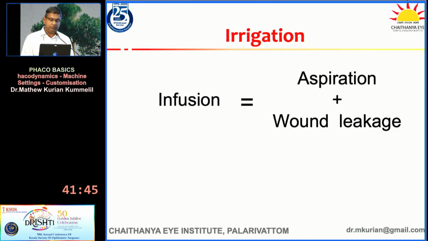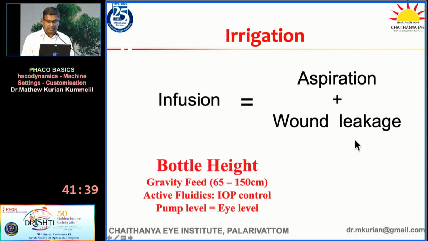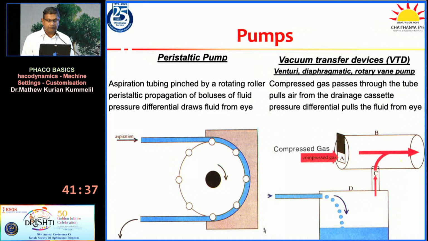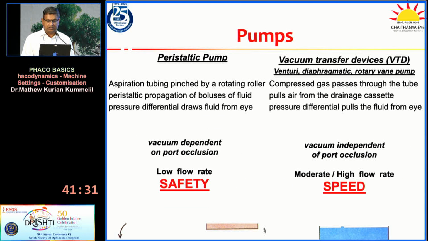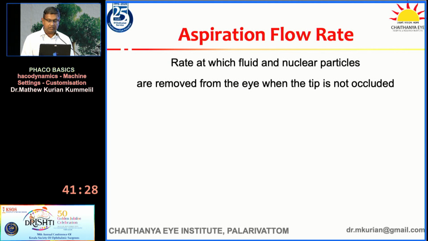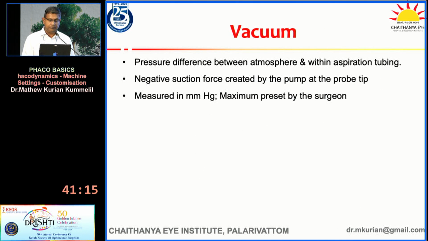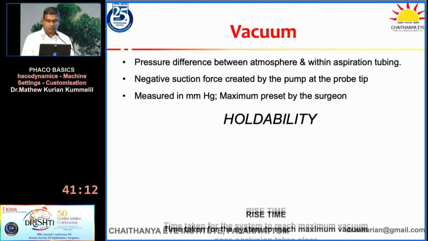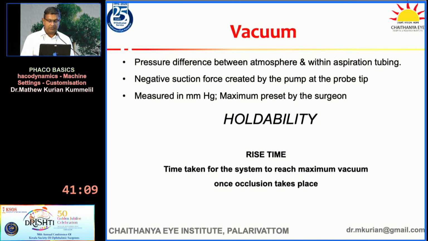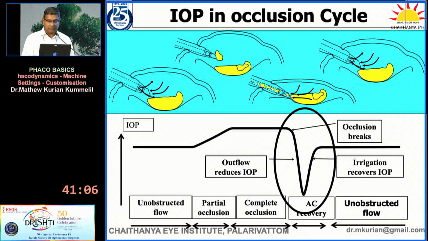The irrigation part, we want to balance the infusion into the eye with the amount of aspiration and wound leak that can happen, and is governed by the bottle height. Pumps, different, peristaltic pump, vacuum pump, but actually today's machines, the difference is very minimal, and we need not really worry so much about that, other than to know that in peristaltic pumps you can independently control these two variables. Aspiration flow rate governs the followability of the piece to the eye, while the vacuum is the holdability of the piece, and the rise time is the time taken for the system to reach the preset vacuum.